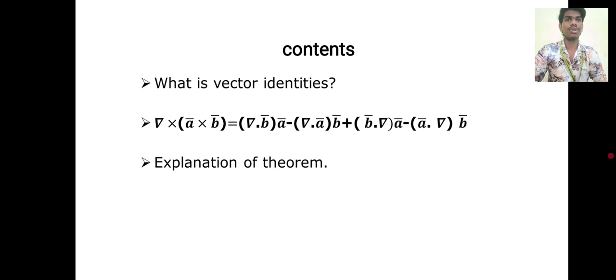Del cross of A bar cross B bar is equal to del dot B bar into A bar minus del dot A bar into B bar plus B bar dot del into A bar minus A bar dot del into B bar. Explanation of theorem.